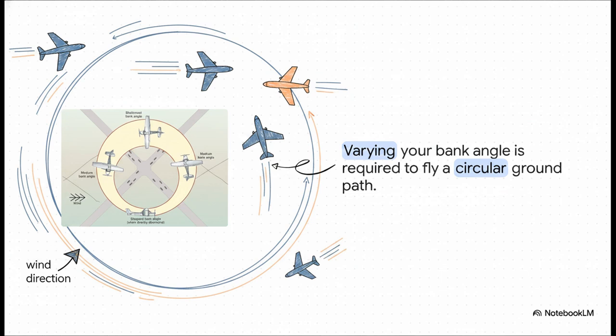Your turn radius over the ground depends entirely on your ground speed. So when you're heading directly downwind, where your ground speed is at its absolute maximum, you've got to use your steepest bank angle to keep the turn tight.